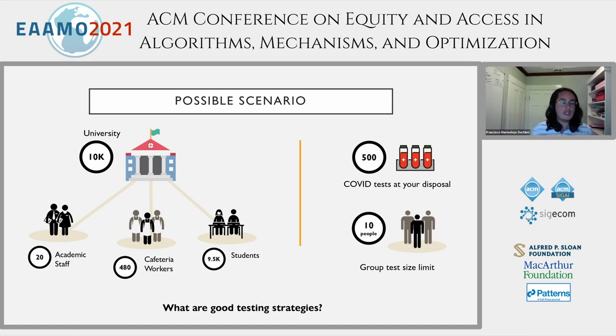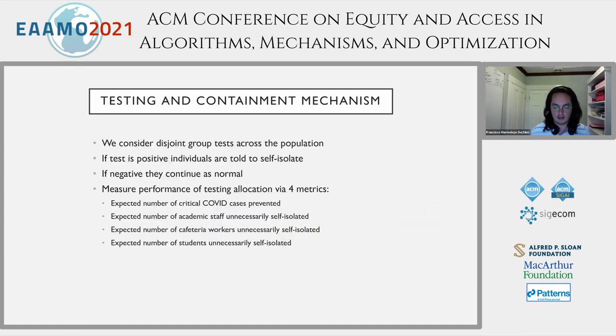Now, this university only has 500 COVID tests at their disposal. That's it. And there are biological limits to how many people can fit in a group. The Oxford protocol is actually 10. So realistically speaking, we can only have at most 10 people in a group. So the question is, what is a good testing strategy? What do we do in this case?